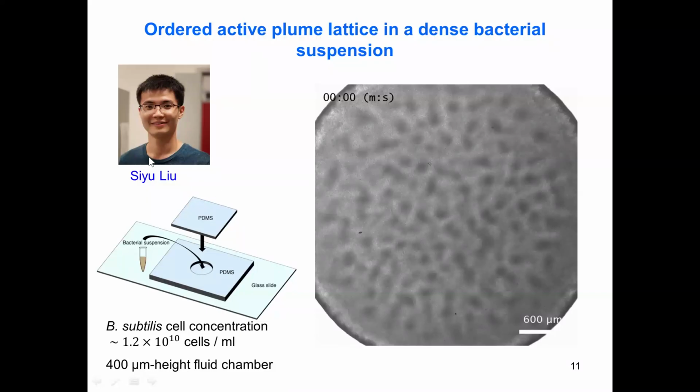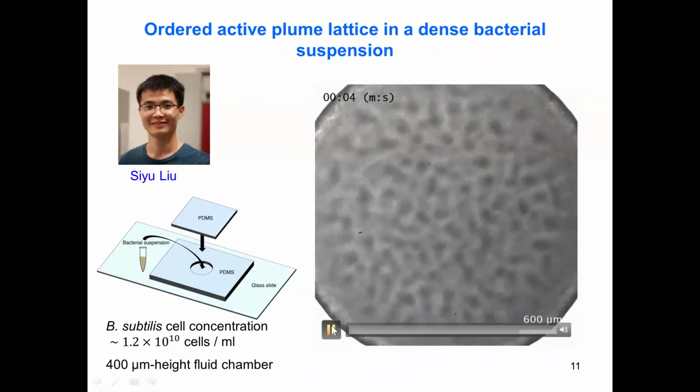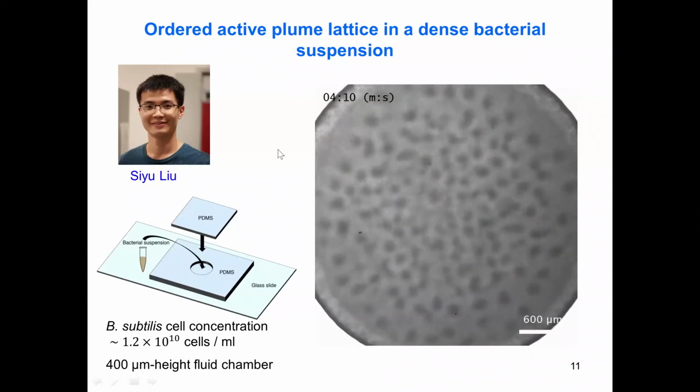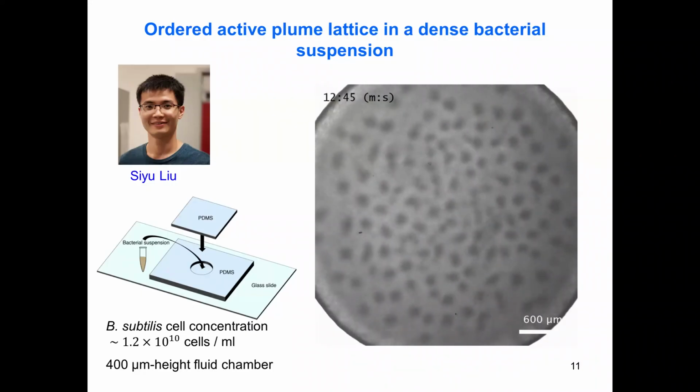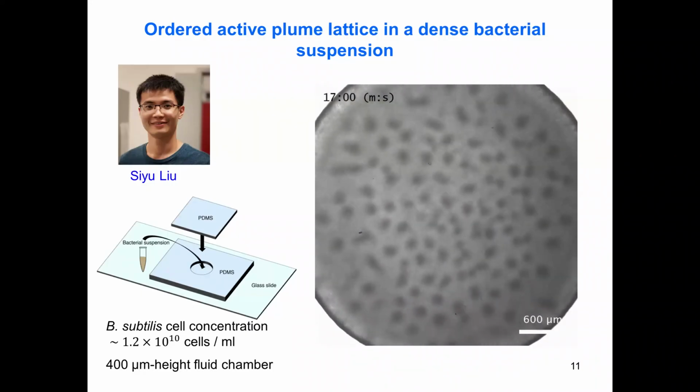So here, my student Siyu did an experiment. He filled a PDMS chamber, a fluid chamber, with a very dense suspension of bacteria called T substance, and then enclosed the chamber so that no evaporation occurs, no disturbance occurs. And what you have is that this initially homogeneous suspension spontaneously develops some inhomogeneity of cell density.